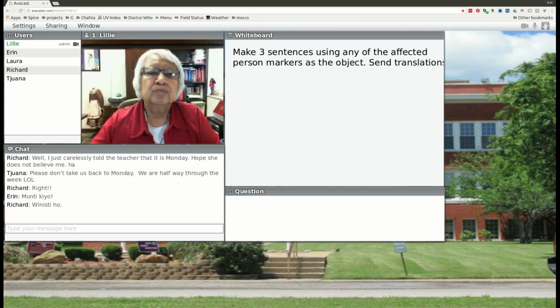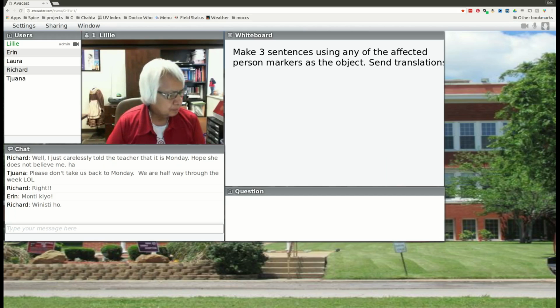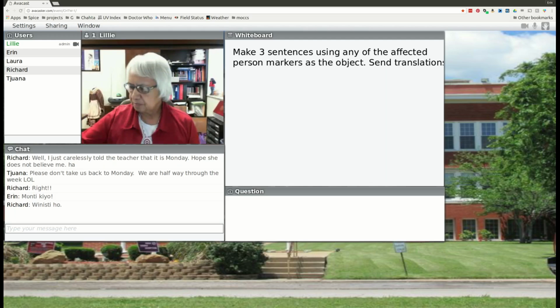Okay, I would like for you to make 3 sentences using any of the affected person markers as the object and send with your translations. Make 3 sentences using any of the affected person markers as the object. Keep in mind the placement of that pronoun in relationship to the rest of the sentence.